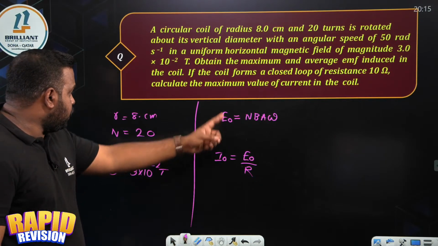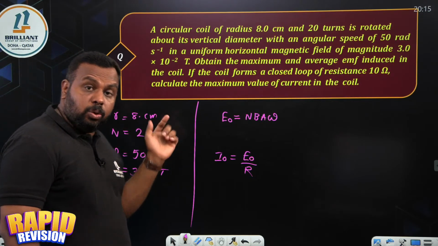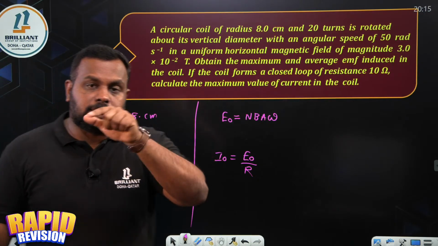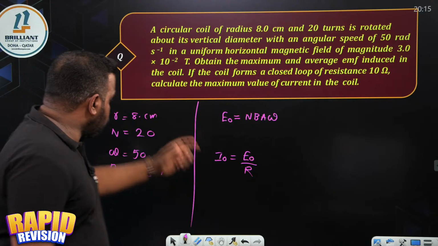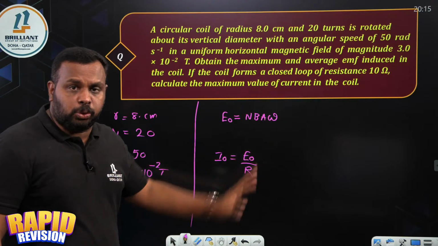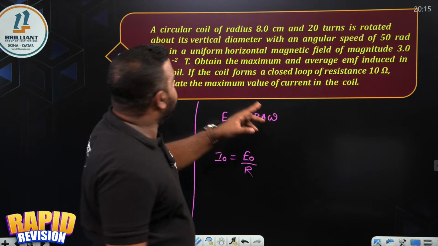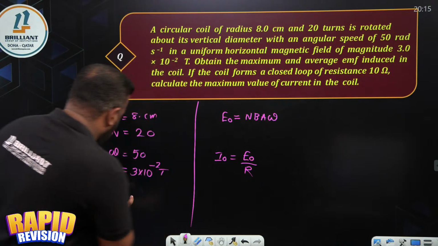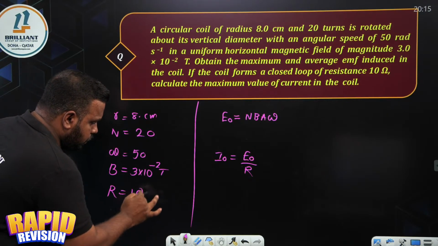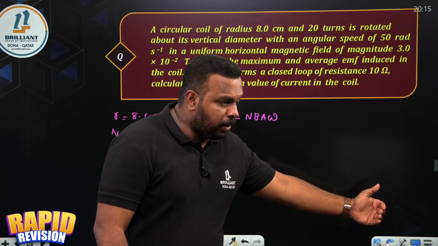There is no confusion. N is 20. B is given 3 into 10 raised to minus 2. Area you have to calculate. It's a circular coil. Radius is given. So using that radius you can calculate the area. Omega is directly given, 50. Substitute. Resistance is there. What is the resistance value? 10 ohm. So everything you can substitute. You can do the calculation by yourself.